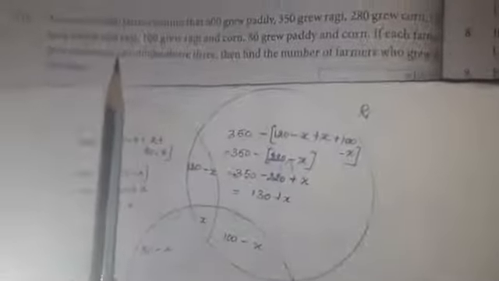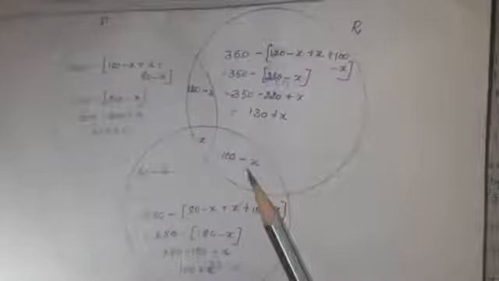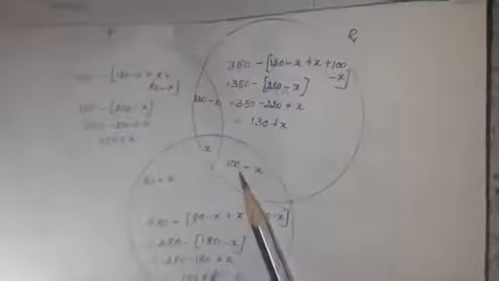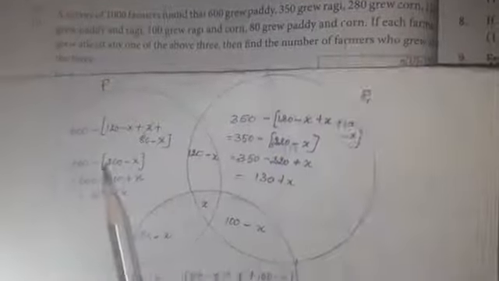Next they have given us 120 grew paddy and ragi. This is paddy and ragi. Here in that place you should write 120. 100 grew ragi and corn. 100 is this one. Here, this is the common place for ragi and corn, it is 100. Next one, 80 grew paddy and corn. 80 is paddy and corn. This is the common place for paddy and corn, it is 80.